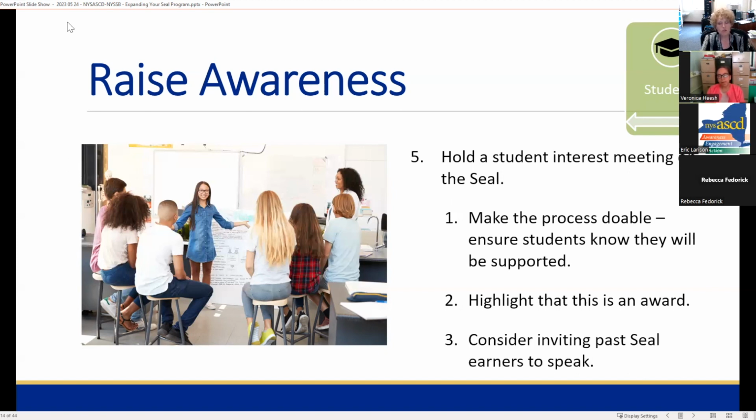At such a meeting, you also might consider inviting past seal earners to speak. New graduates love coming back to school because now they're college or career students, and they'll come back and talk to students about their process and why they decided to pursue the seal, how they might see being able to speak another language relate to their future career.